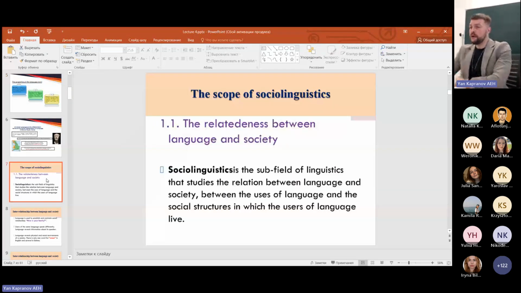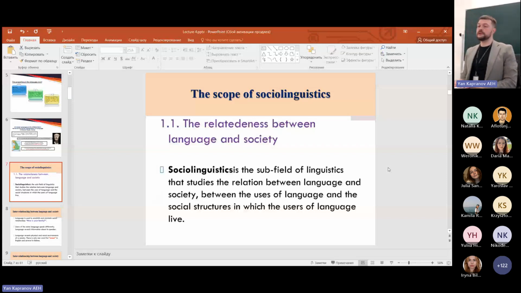Speaking about the scope of social linguistics, as I already said, due to the fact that we're speaking about language and society, this is the scope of social linguistics. And here you can see the relatedness between language and society. Social linguistics studies the relation between language and society, between the uses of language and the social structures in which the users of language live. I want to underline the following expressions here: uses of language and the social structures.